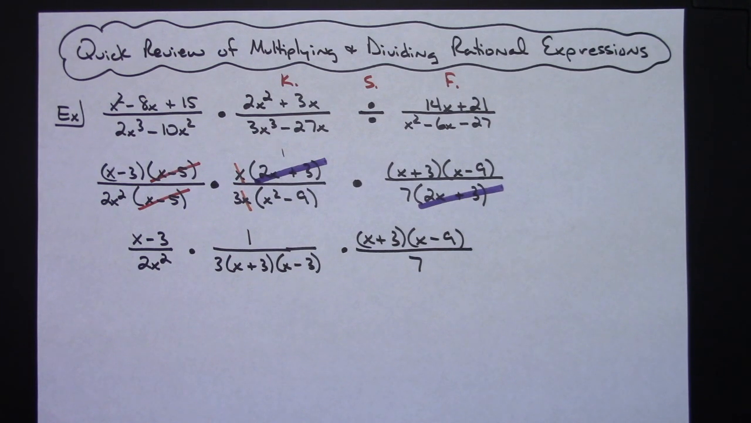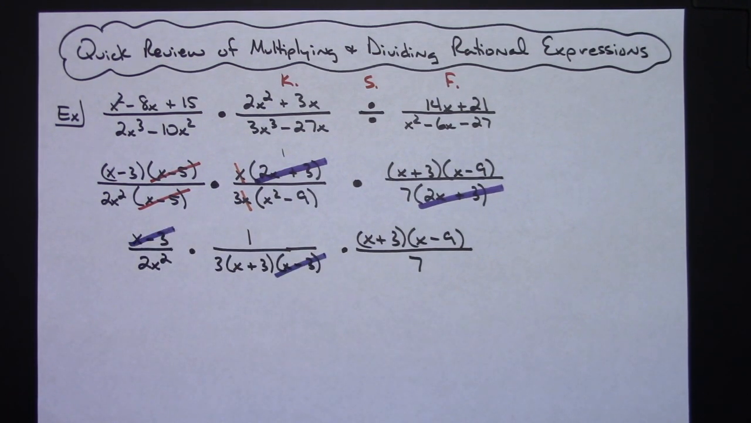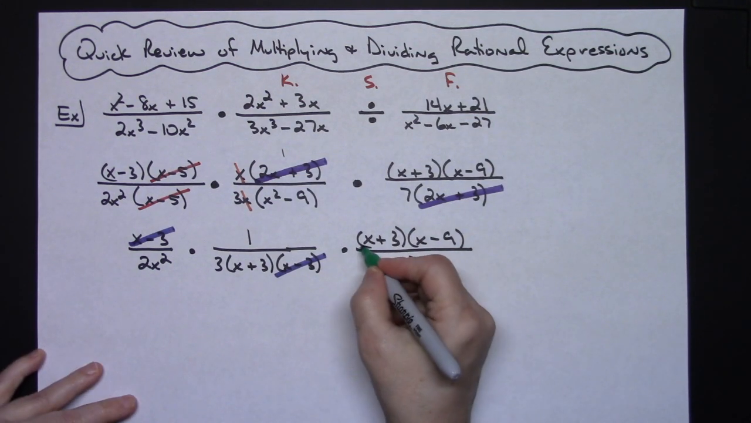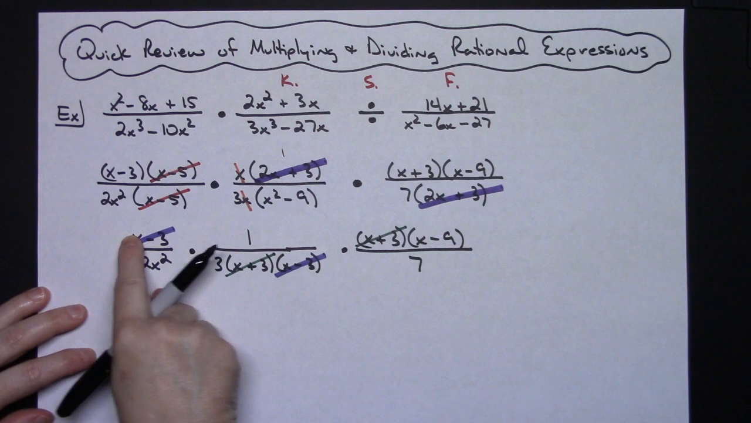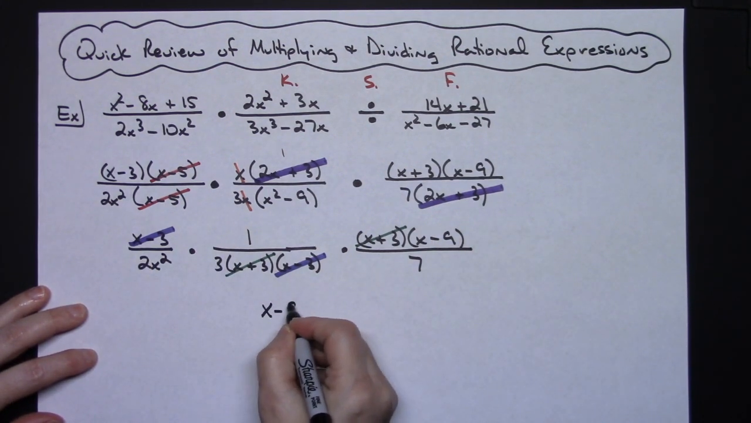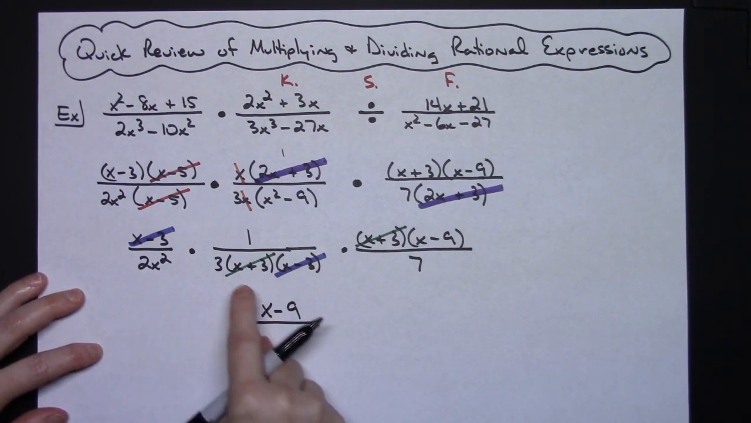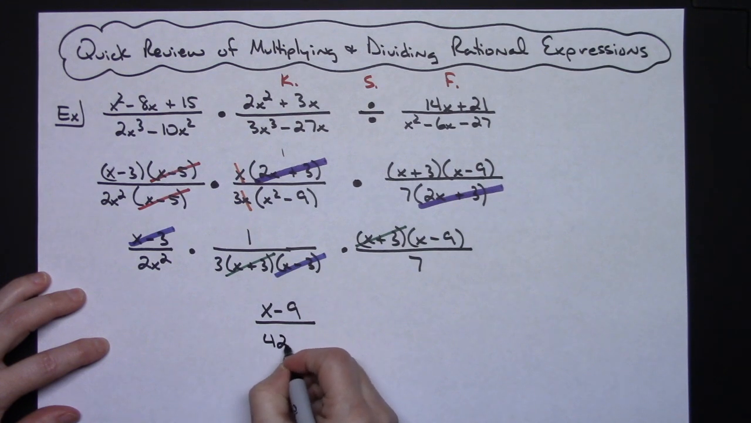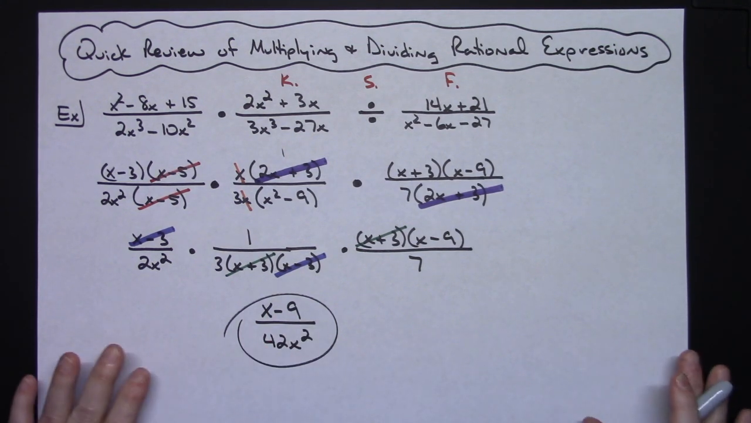Now I can start doing some more crossing out. I'm going to have an x minus 3 and an x minus 3 here. And I'm also going to have the x plus 3 and the x plus 3 cross out there. And now I think I am actually done. That's going to leave me with just the x minus 9 on the top. And multiplying 7 times 3 times 2, that's going to give me a 42 with the x squared. So 42x squared.